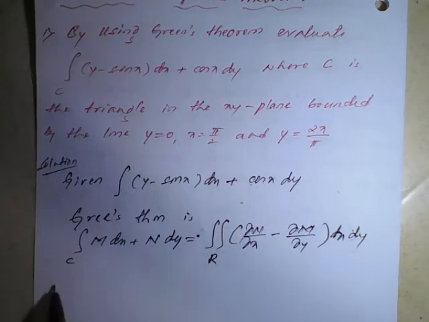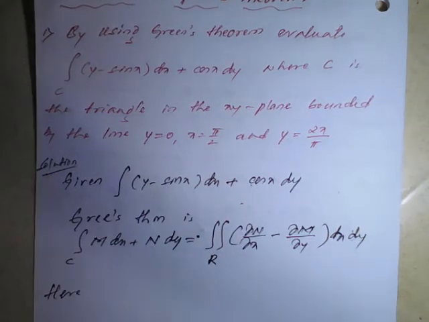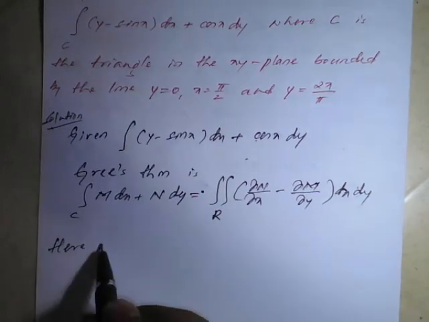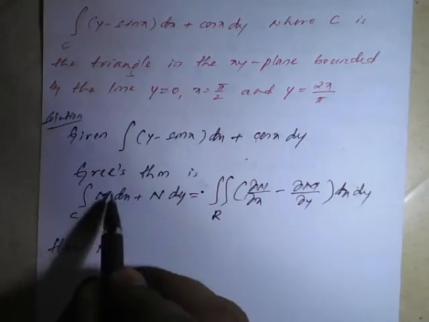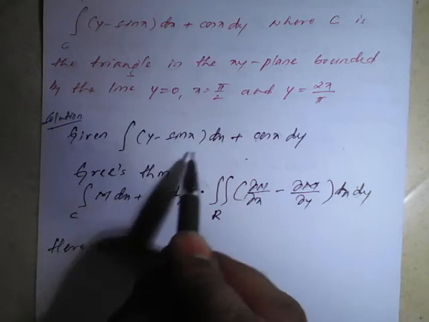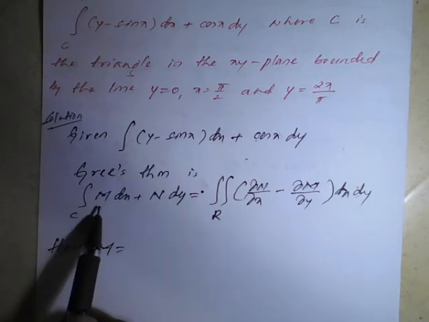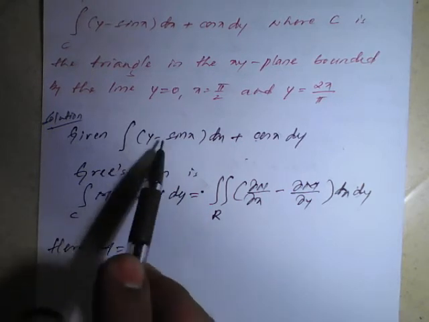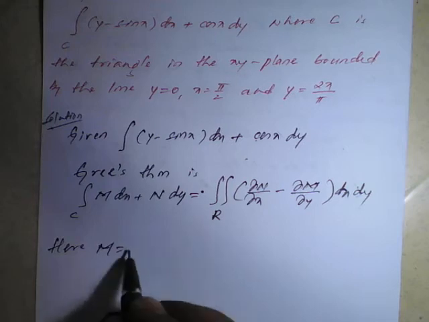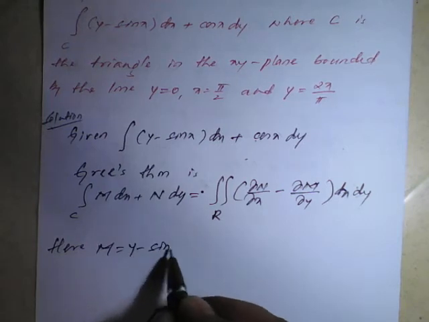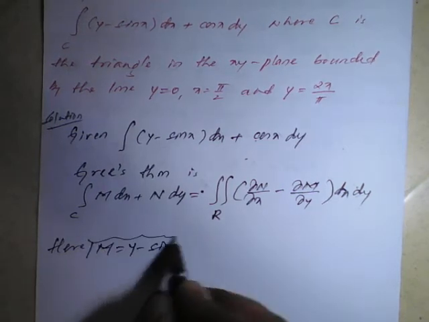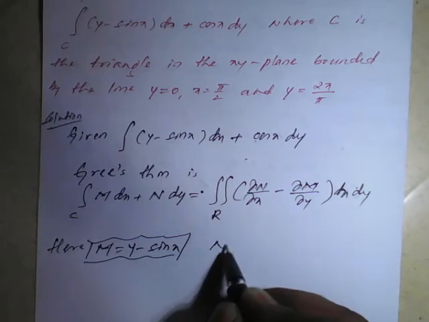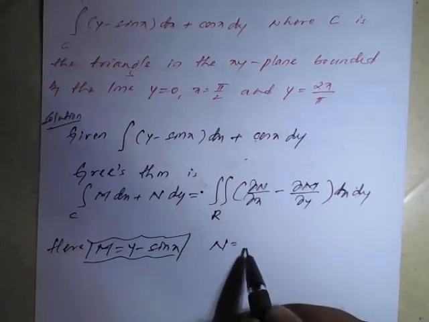So here, the value of m, so compare here. The value of m is this complete bracket. So in place of m, we can write y minus sin x, and in place of n it is cos x.